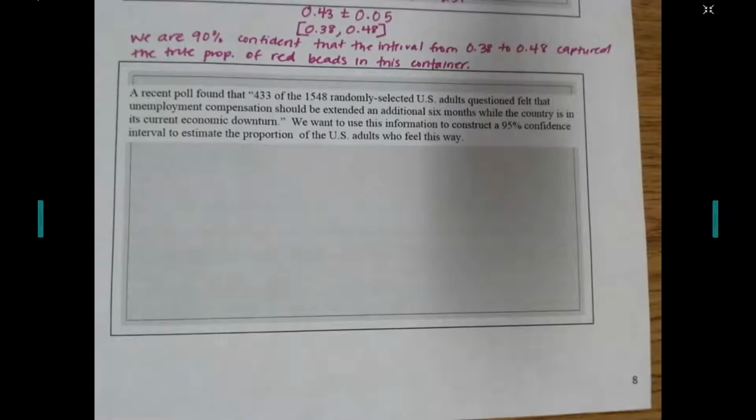A recent poll found that 433 of the 1,548 randomly selected U.S. adults questioned felt that unemployment compensation should be extended an additional 6 months while the country is in its current economic downturn. We want to use this information to construct a 95% confidence interval to estimate the proportion of U.S. adults who feel this way.